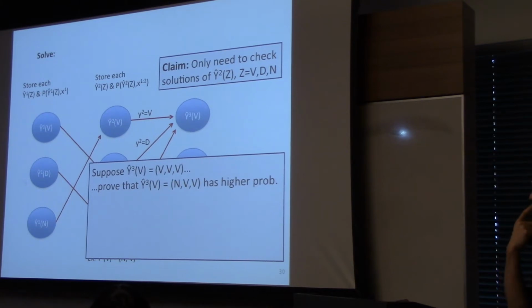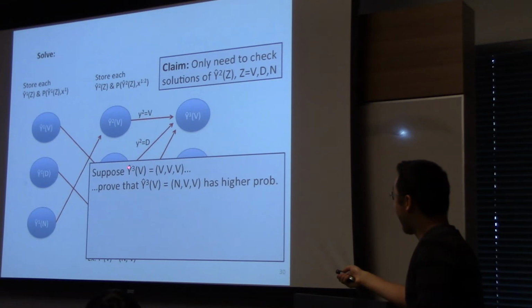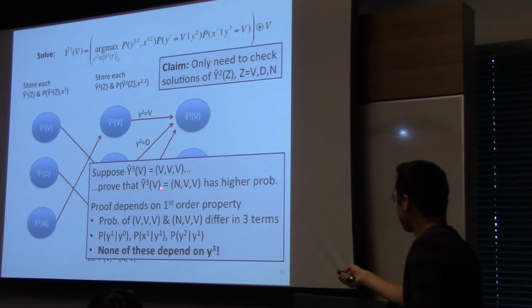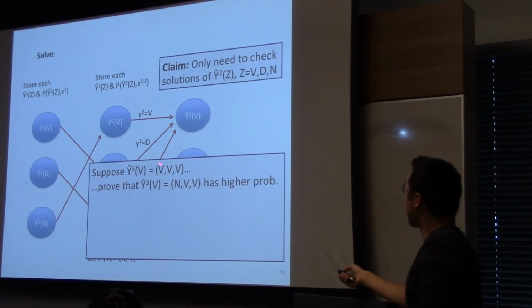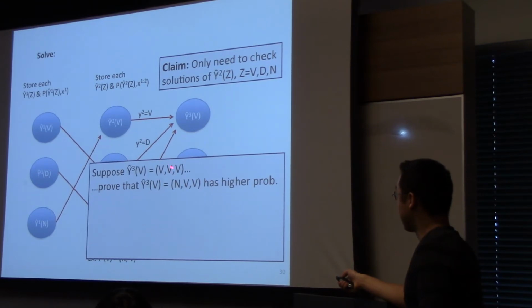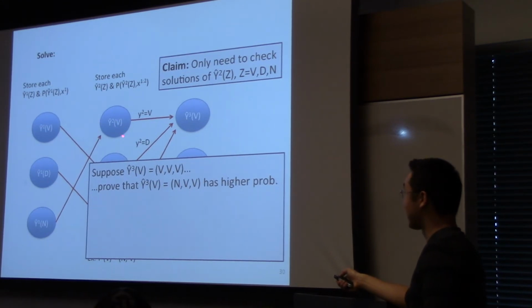So here's why this works. Intuitively, I've already explained it, but we want to prove that this works. Here's the solution for y. Suppose that y2 of verb is noun verb. So y3 of verb, the best length 3 subsequence that ends in verb, cannot be verb-first, because the best length 2 subsequence is not verb, it's noun verb.